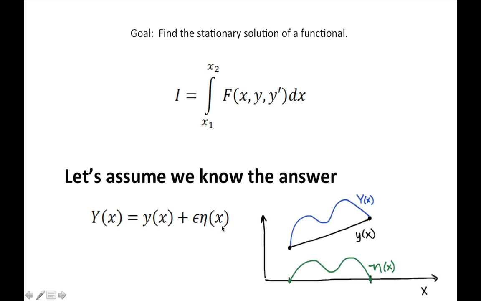We can then write big Y of x in terms of little y of x and another function, eta of x, multiplied by a constant epsilon. The function eta of x is also single-valued and has a continuous second-order derivative. In addition, its endpoints must be 0 so that big Y and little y of x end at the same point. Now let's reformulate the problem so that we find the stationary values of the definite integral with big Y instead of little y.